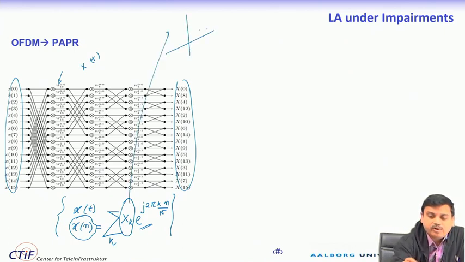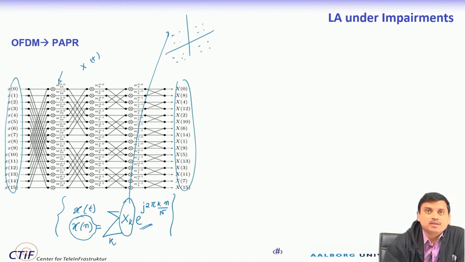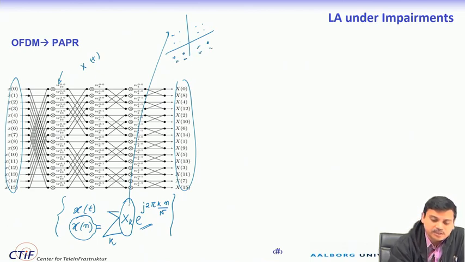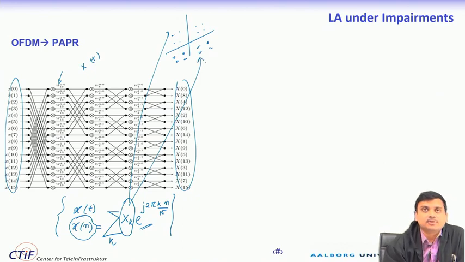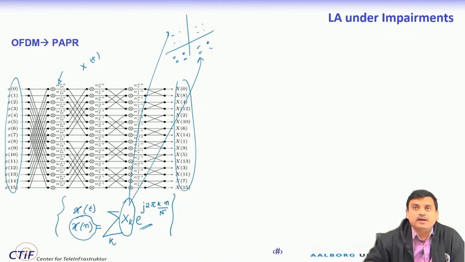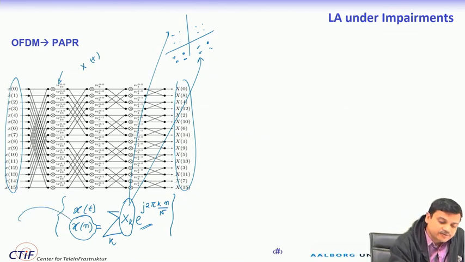These are constellation points chosen from the symbol mapper. Once these are chosen from the symbol mapper, each of these numbers is a random realization. If each of them is a random realization, then we have an addition of random numbers, so this itself is a random number.